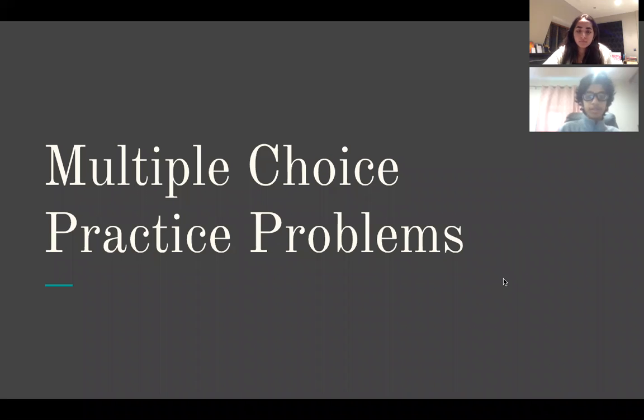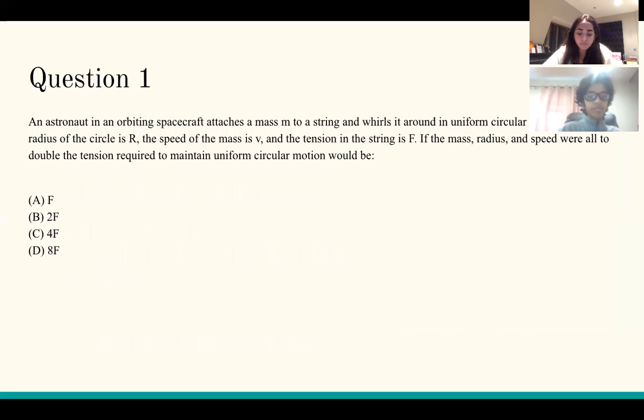And so now we're going to go to some multiple choice practice problems, a mix of both topics covered today. So the first problem is an astronaut is in an orbiting spacecraft. He attaches a mass m to a string and whirls it around in uniform circular motion. The radius of the circle is r, the speed is v, and the tension is F. If the mass, radius, and speed were all to double, what happens to the tension to maintain uniform circular motion? And so again, we'll give another 5 seconds to pause the video and then come back.